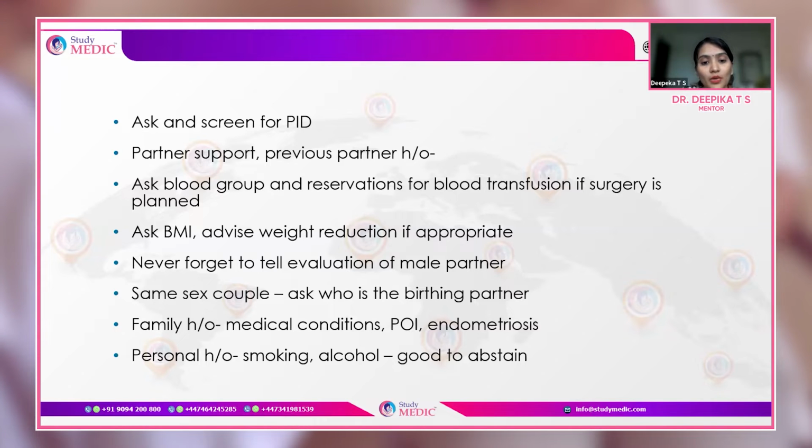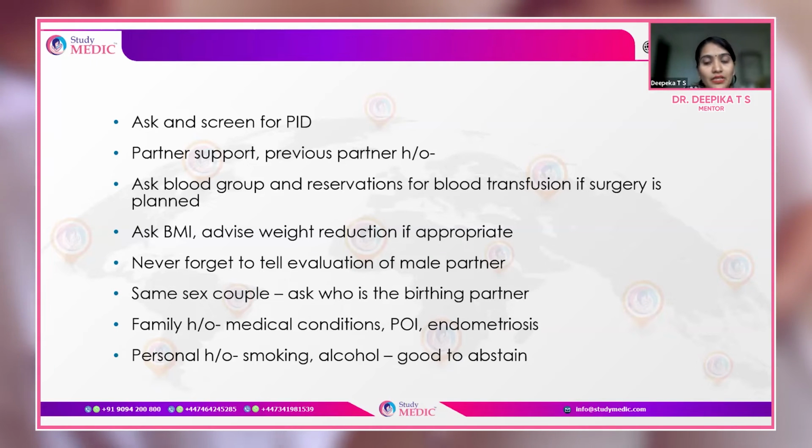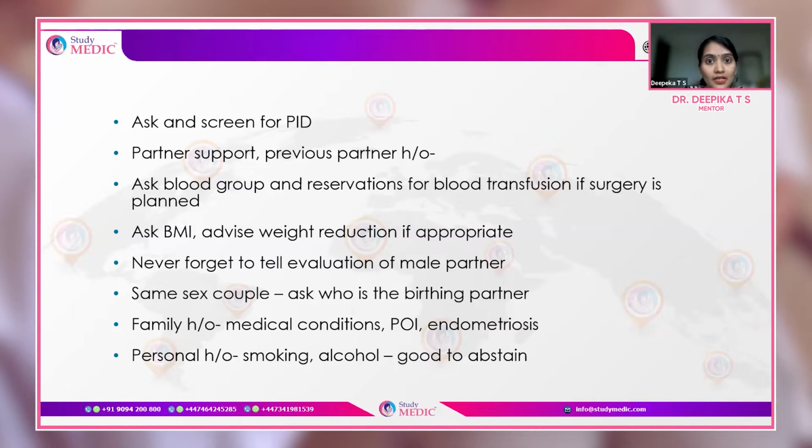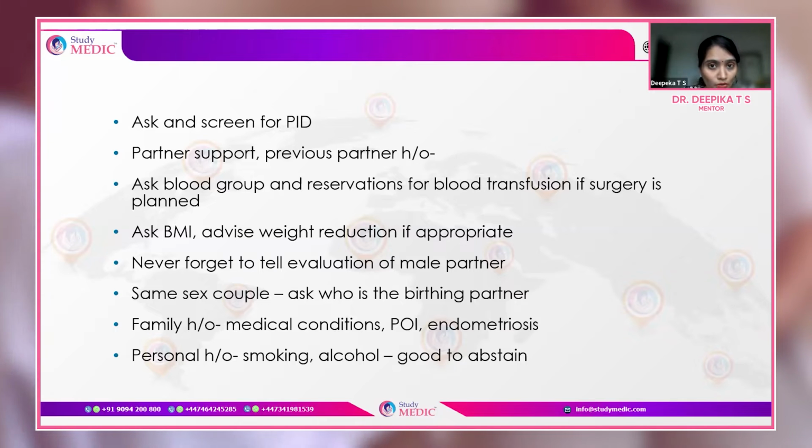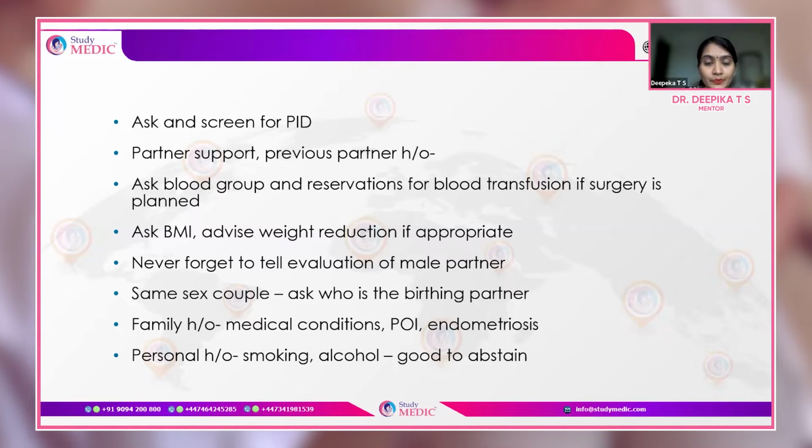Never forget to evaluate the male partner. Whenever a woman comes with a complaint, she's done some tests, and if there is a finding, for example a tubal block, some people get carried away and start talking about all the treatment options, but they wouldn't even have asked whether the semen analysis was normal or not. That is wrong. Always ask about evaluation of the male partner.